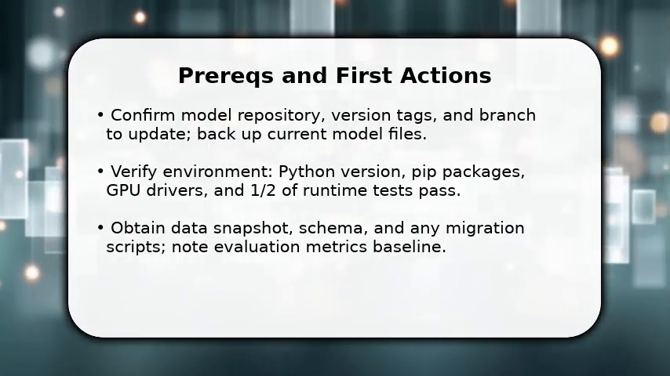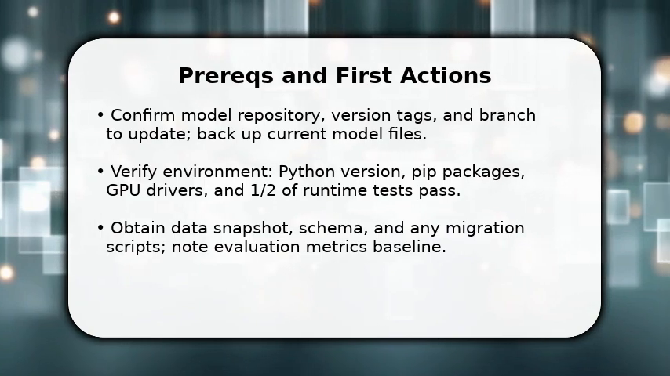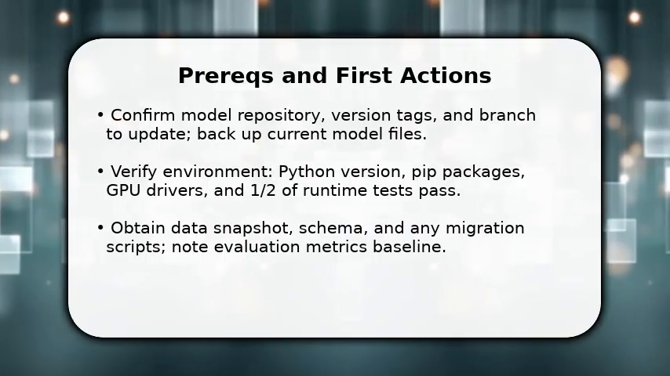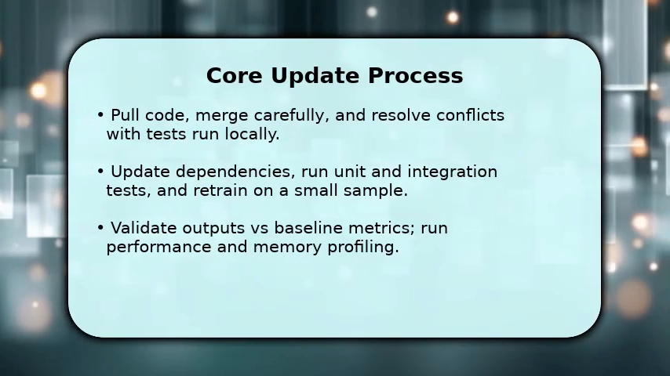Once these are secured, create a short task list with the first actionable step. Pull the update branch and run a quick smoke test. You now perform the core update.